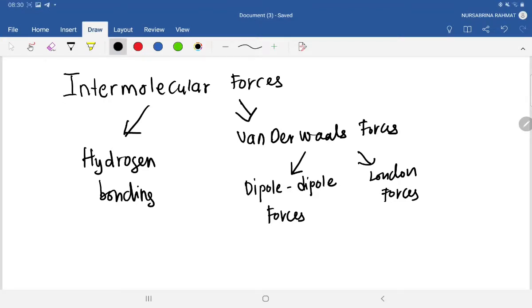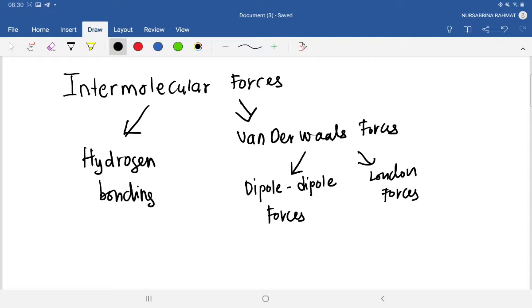Okay, hi everyone. So today we're going to talk about intermolecular forces. Intermolecular forces are attractive forces that exist between molecules. For example, between a water molecule and another water molecule, there exist intermolecular forces.